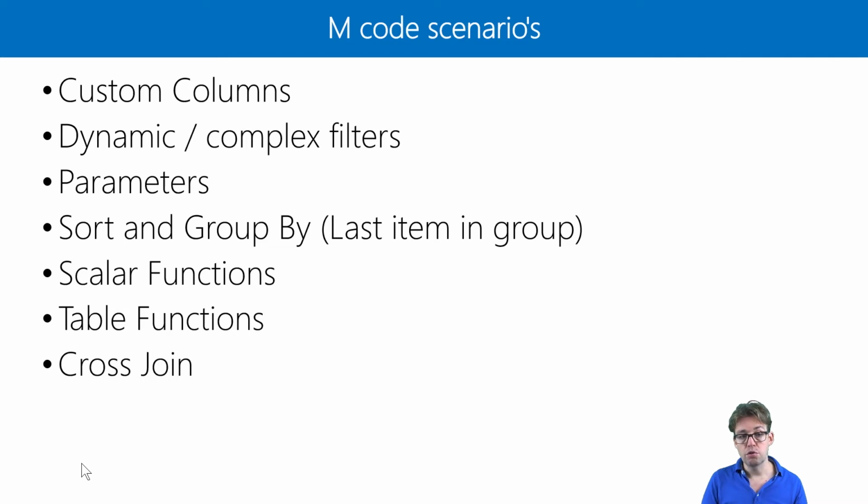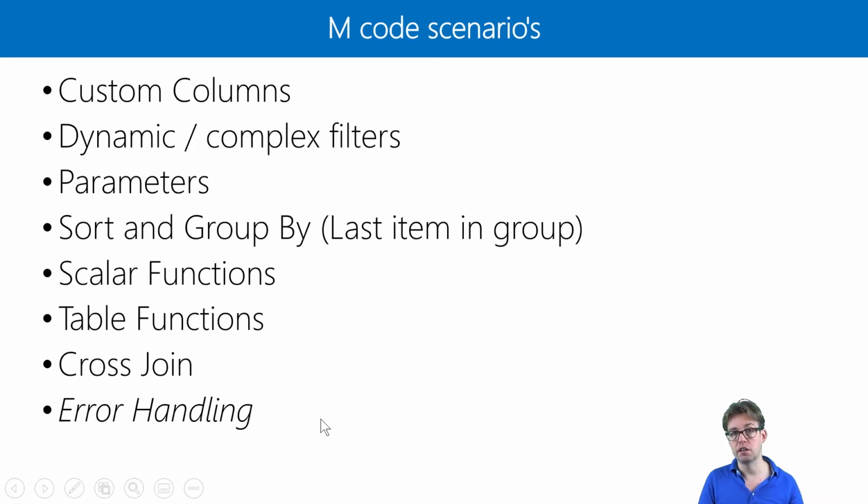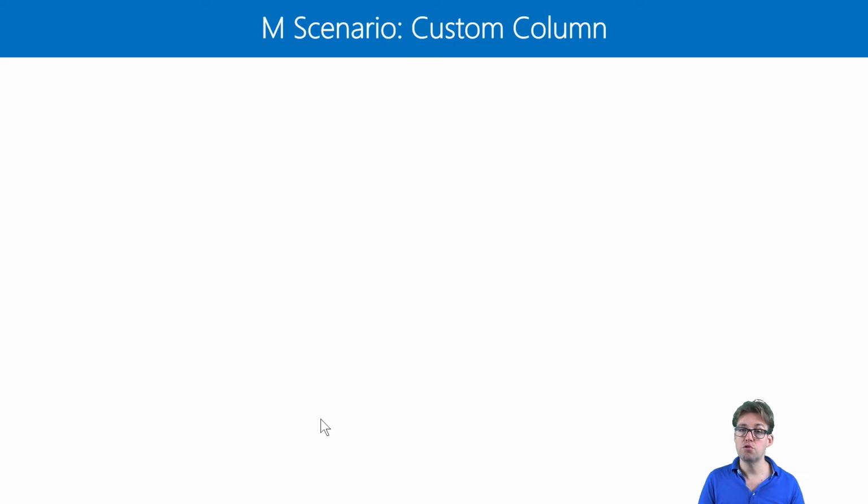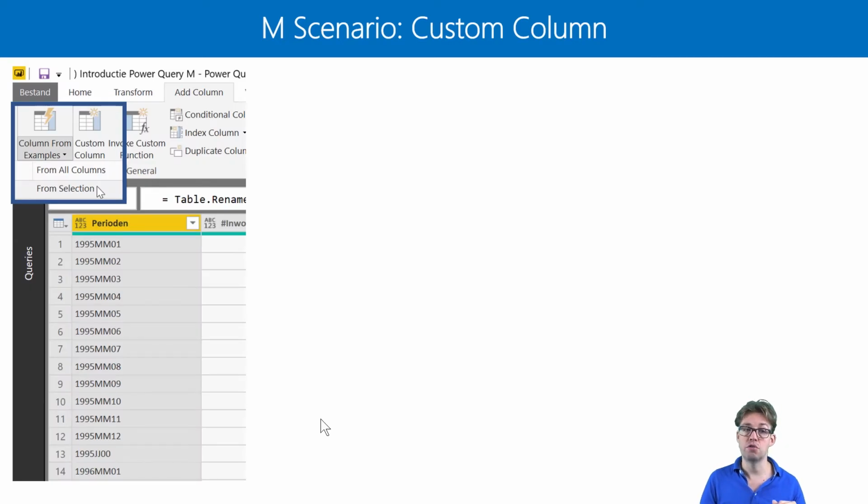You can also do cross joins and error handling. In the demos I want to show you the first 7 parts, and the error handling is for another presentation. Let's take a look at the custom column scenario, because that's something I use it for a lot.